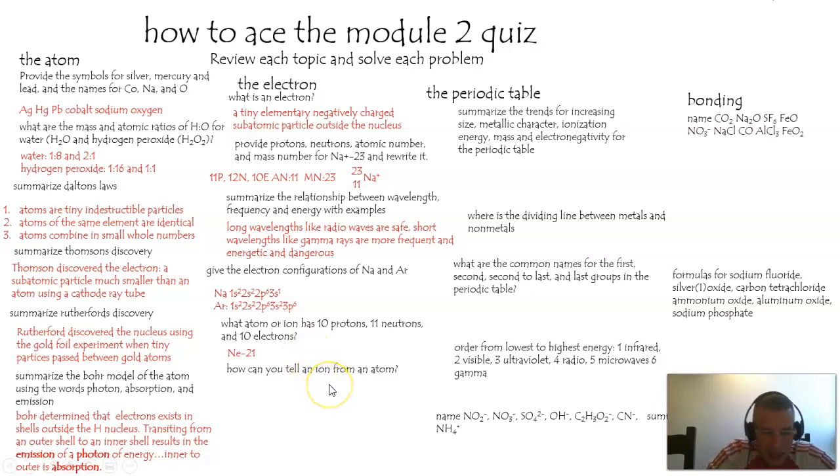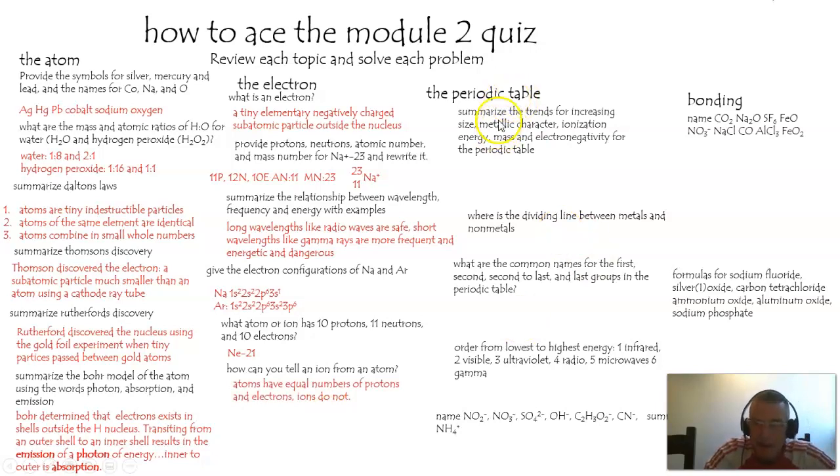How can you tell an ion from an atom? Well, it's actually very easy. Atoms have to have the same number of protons as electrons, like right here. If they don't, it's an ion. It might be an anion, which means negative, or a cation, which means positive.